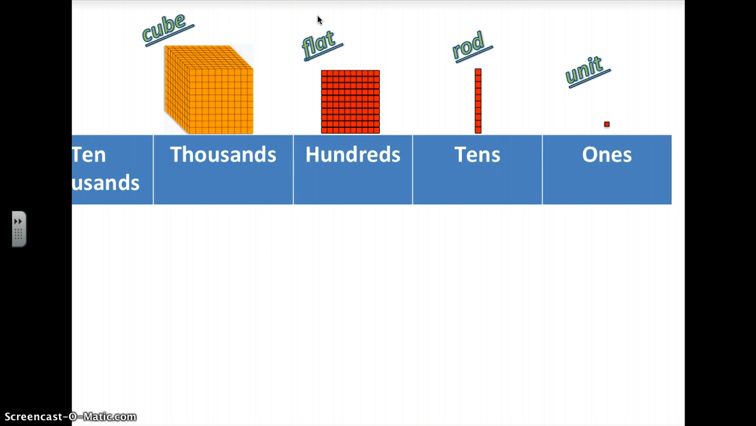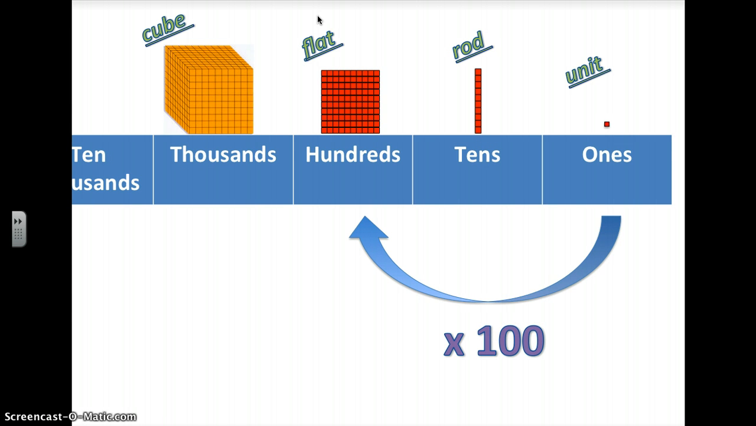Question: if I started at the ones place and traveled to the hundreds place, how many units would it take to create 1 flat? So how can I travel from the ones place to the hundreds place? If you said you had to multiply by 100, you'd be correct. From ones to tens is times 10. Tens to hundreds is times 10 again. So from ones to 100 would be times 100. And if you look at the flat here, you'll see that there are 100 units within that flat, which gives you your indicator that you'd have to multiply that unit by 100.